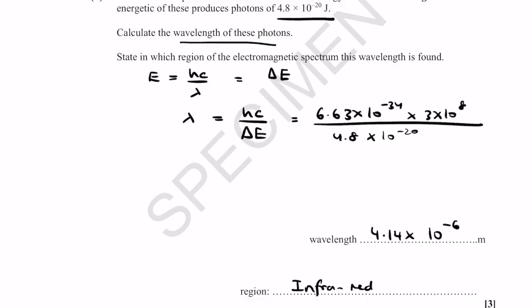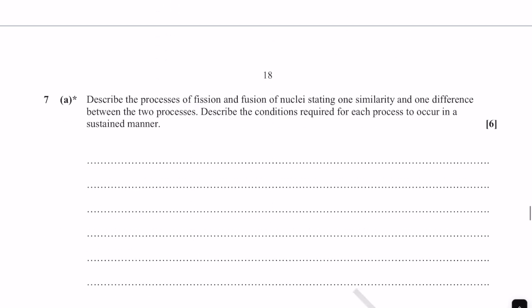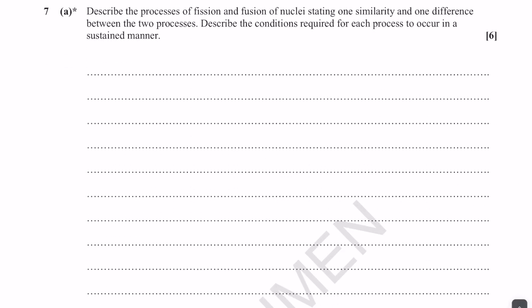So let's move on to our next question now. Number 7. Describe the processes of fission and fusion of nuclei, stating one similarity and one difference between the two processes. Describe the conditions required for each process to occur in a sustained manner.